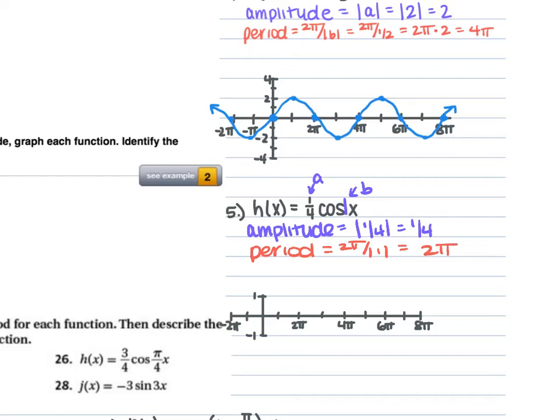We are going to start at your amplitude, which is 1/4. So we're going to go up to about 1/4, and then our 2 pi would end our cycle, so our last point would be there. Halfway between there is pi, so we would go down 1/4, and that would be our period. We're going to do the same thing.